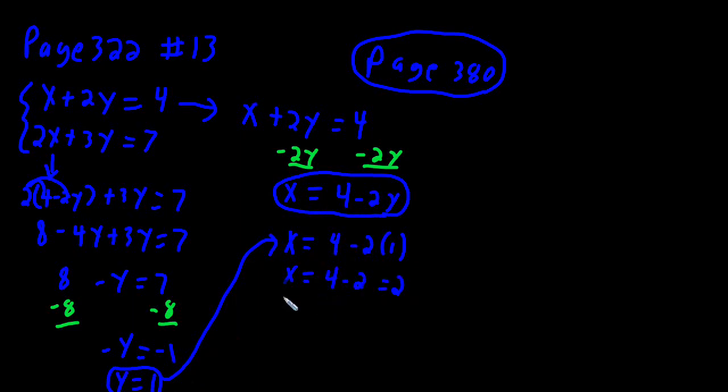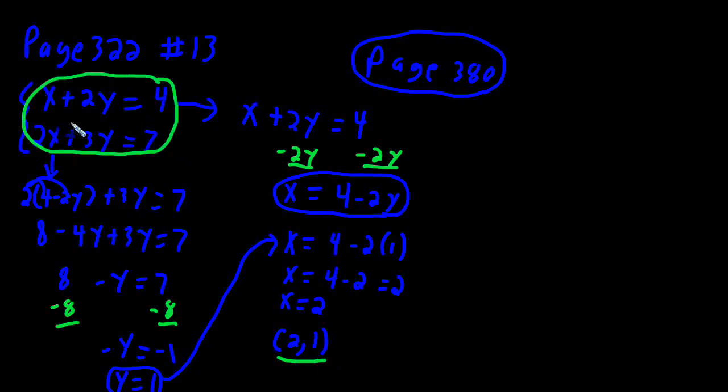The last step, they recommend that you check your answer. You take the (2, 1), and you put it in each of these equations and test it to make sure it works. So if I go to the top equation here to check it, I would replace x with 2 and y with 1. And so 2 plus 2 equals 4.